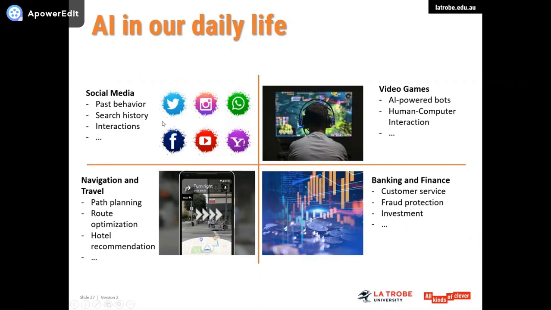Then it's gaming, for sure. Nowadays we have many bots, and these bots are programmed by AI. Then it's navigation and travel. Google Maps has a very advanced AI algorithm. It can calculate the best path from the source to the destination, because everything is changing in real time, for example, the traffic information and any accident happening on the street. So AI will dynamically adjust your route from the source to the destination.